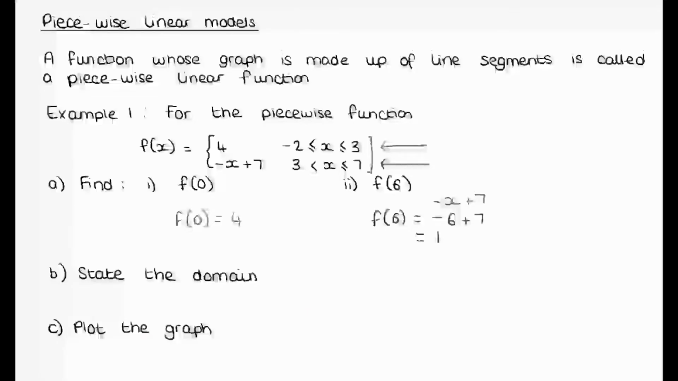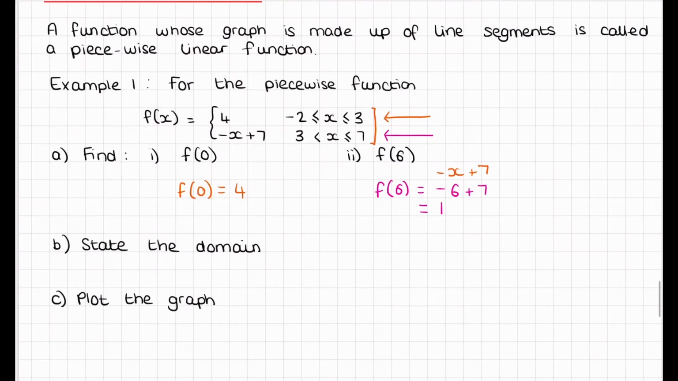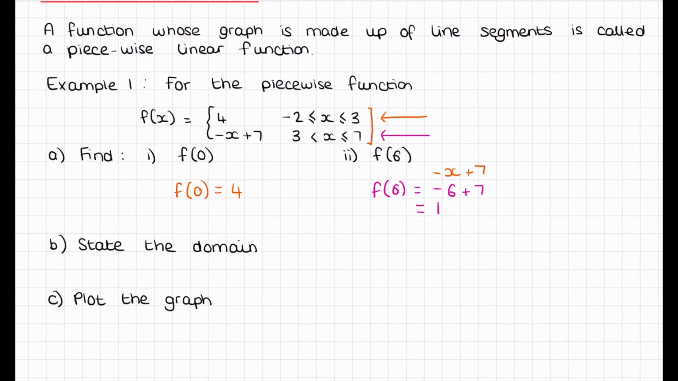State the domain. Domain is just all possible x values, so just go to the function here and we can see it's going to go from negative 2 to 7. Our smallest x value is negative 2 and the largest x value is 7. You can just get that straight from the piecewise function we've been given.